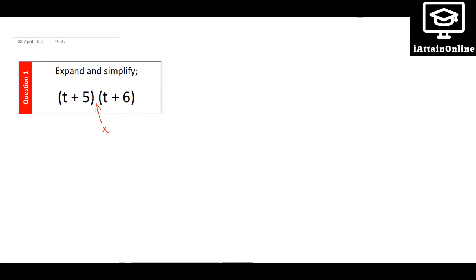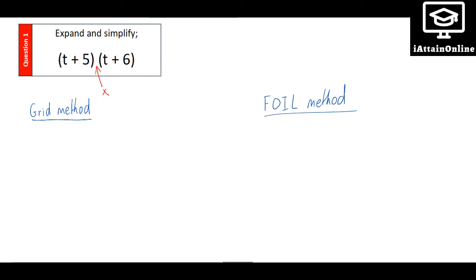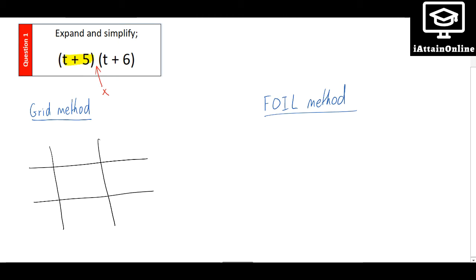The first method is called the grid method. And then the second method, which we'll do over here, is called the FOIL method. So I'll show you two methods and then you can decide which one you prefer. So for the grid method, all I'm going to do is set up a 2 by 2 grid in this case, because there are two things in the first bracket and two things in the second bracket. I'm actually going to highlight that green.